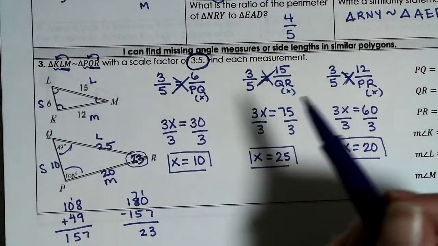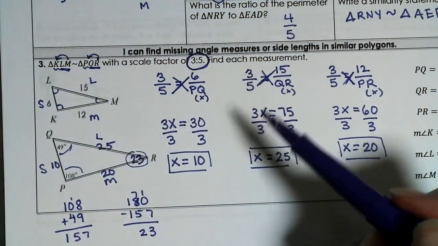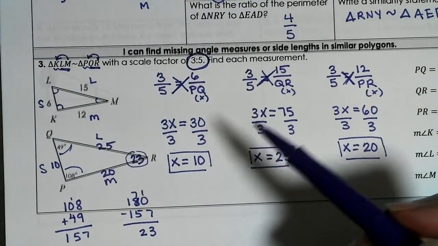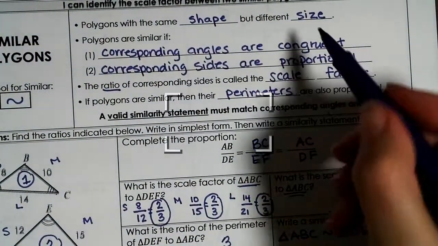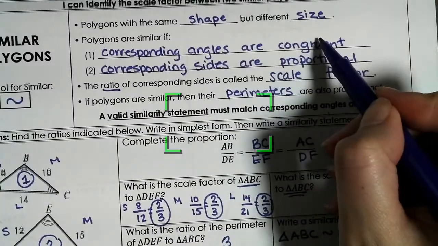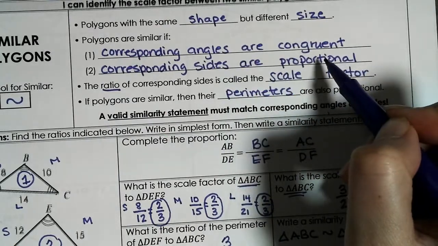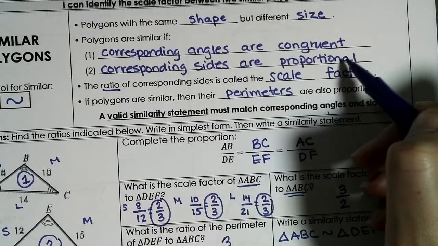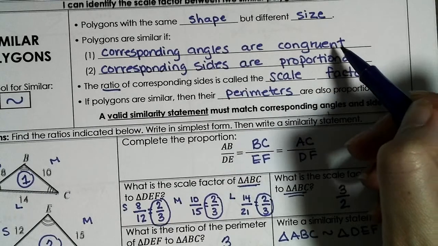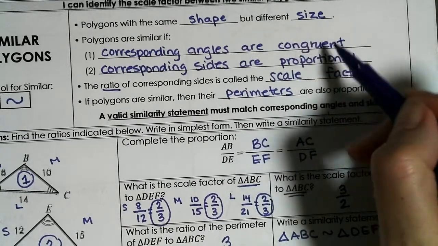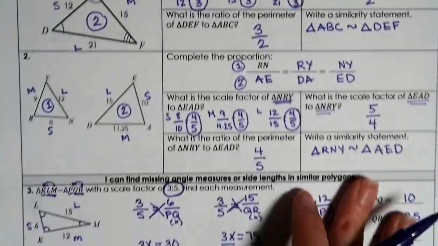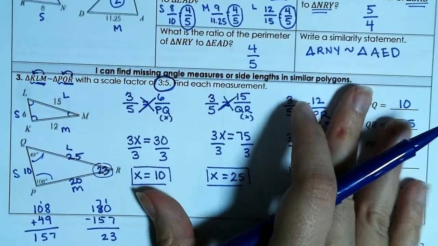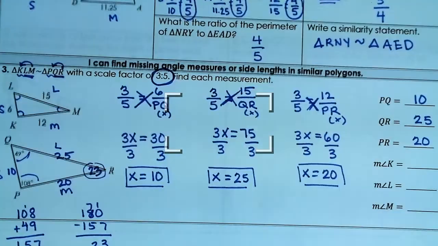So how does that help us? At the very beginning of this lesson, we talked about corresponding angles and corresponding sides. So if you go back to the top, corresponding angles are congruent. Corresponding sides are proportional. So we just use proportions to find all of our missing sides. I'm telling you that all your corresponding angles should be congruent. So all I have to do is match up my corresponding angles.